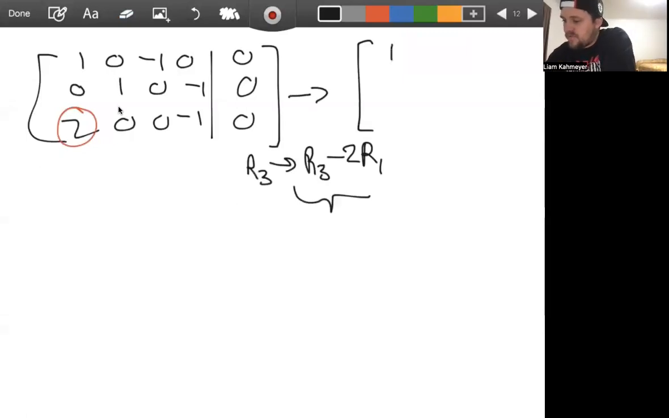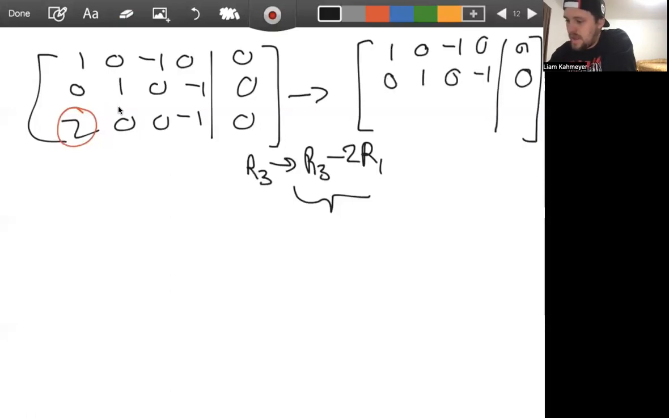So the first and second rows are unchanged. So we have 1, 0, negative 1, 0, 0, 0, 1, 0, negative 1, 0. And then we have row 3, which is 2 minus 2 is 0. And we have 0 minus 0 for the second entry. For the third entry, we're going to have 0 minus a negative 2. So that's plus 2. And then for the fourth, we're going to have negative 1 minus 0. So that's negative 1, 0.